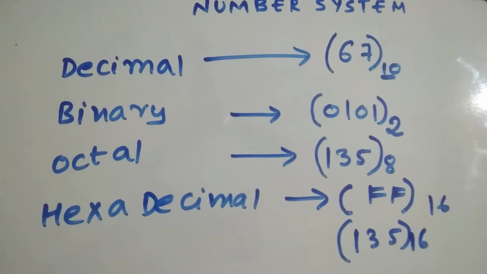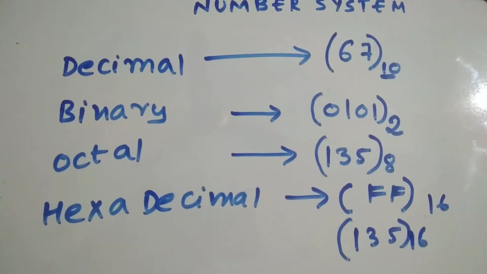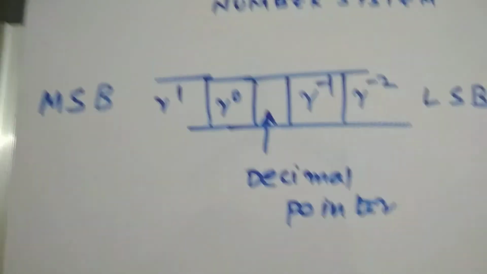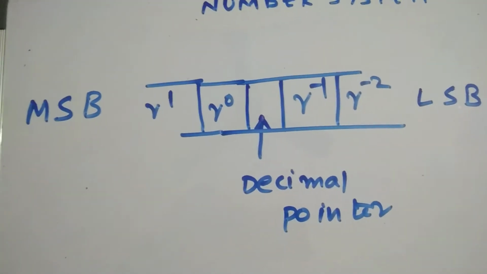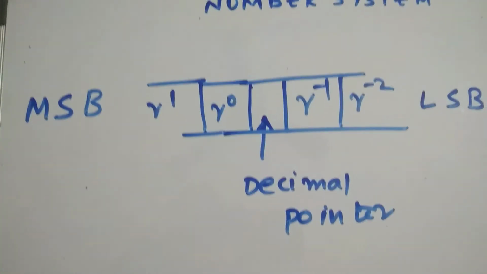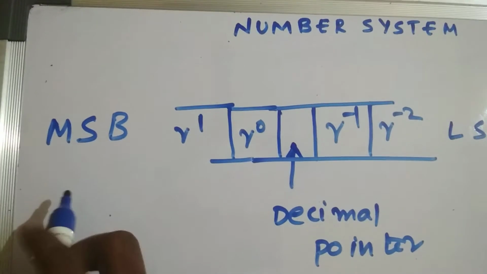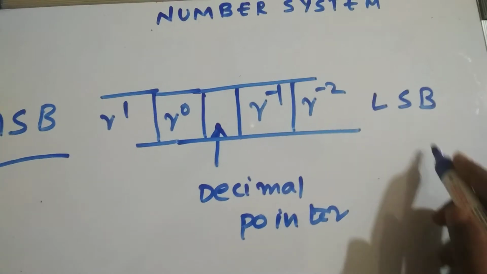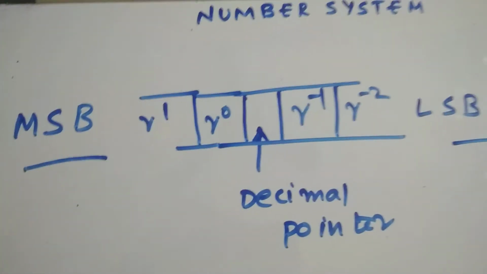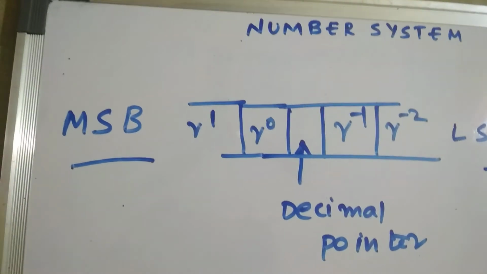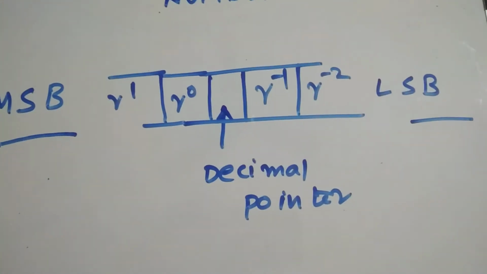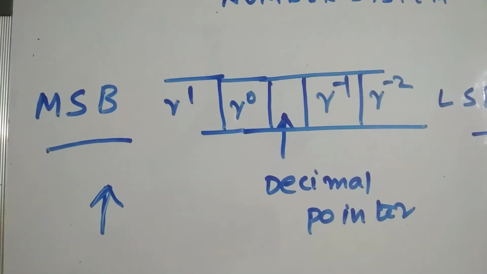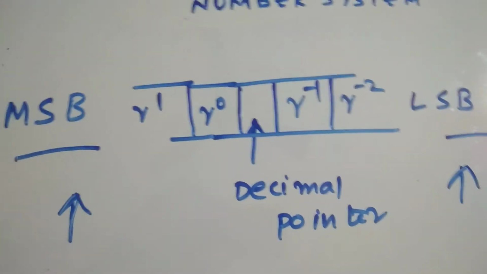Now let's go for some examples. How do we calculate in binary or hexadecimal how a number system represents a value? This is the representation of a number. Whatever is on the left hand side is the MSB, and whatever is on the right hand side is the LSB. What is meant by MSB? Most significant bit, and LSB is the least significant bit. The MSB has the highest weight, highest weight means highest value, and the LSB has the least weight, meaning least value.